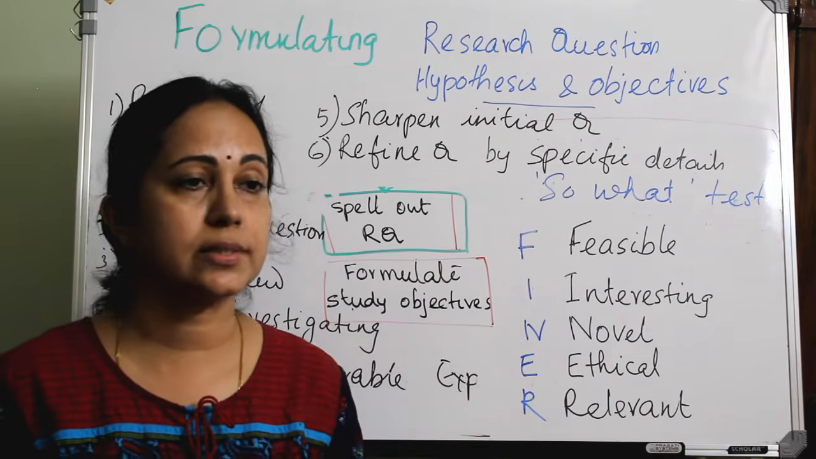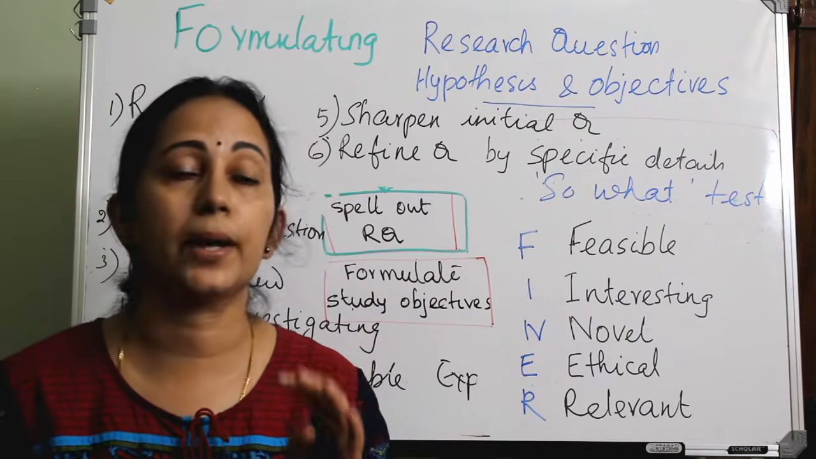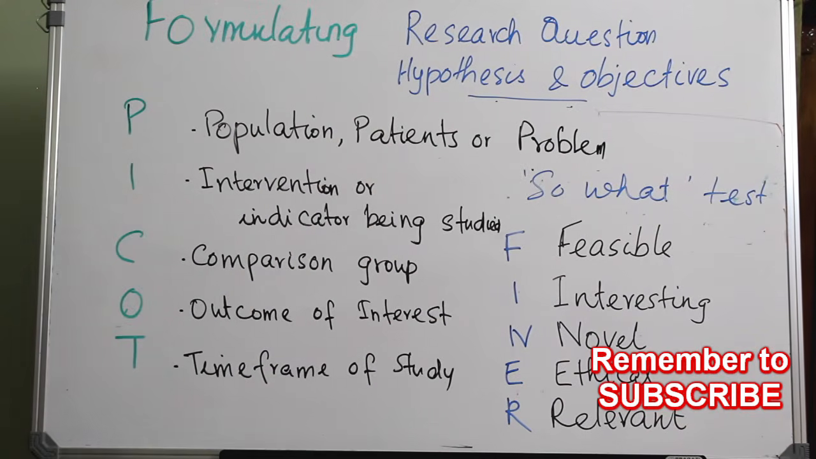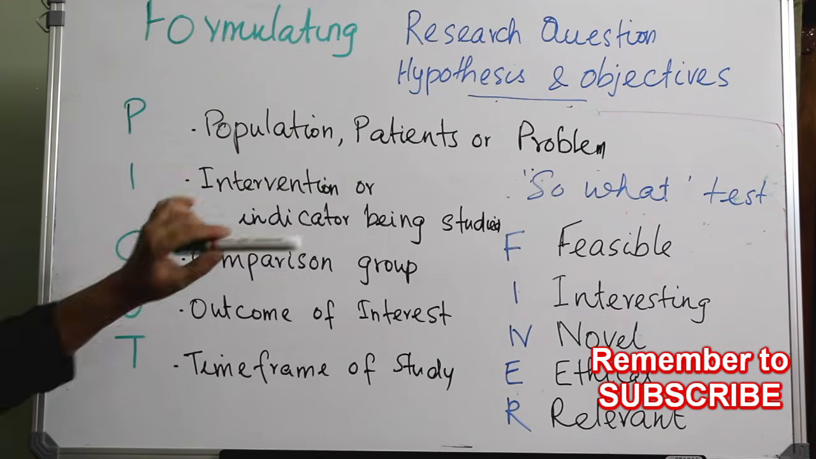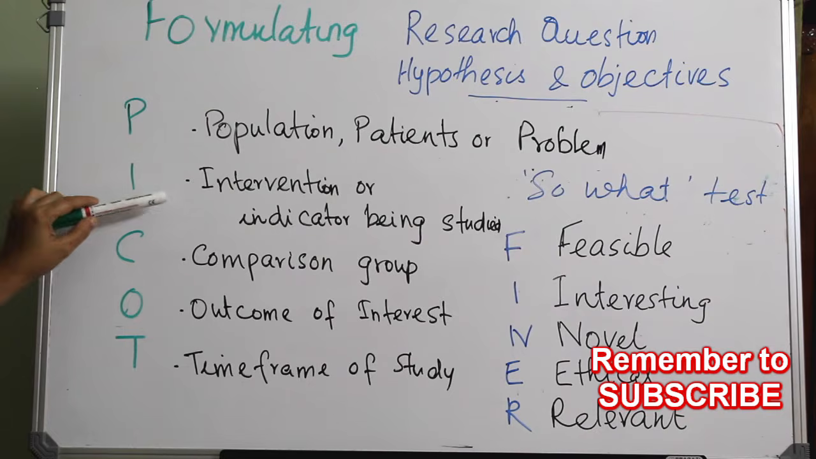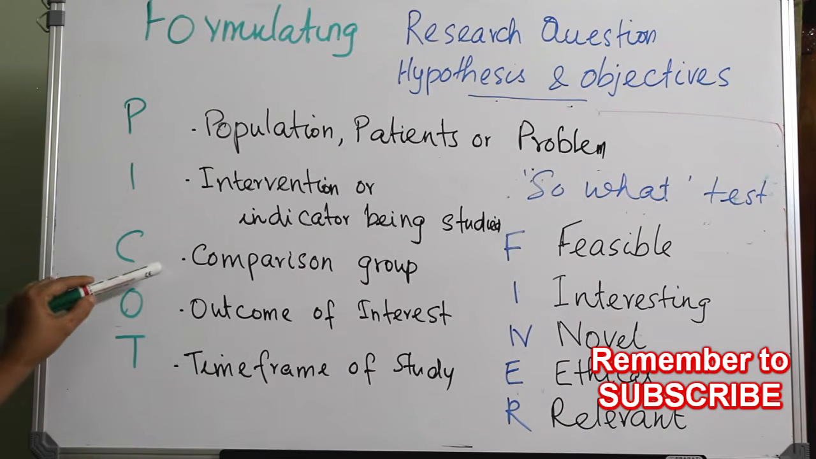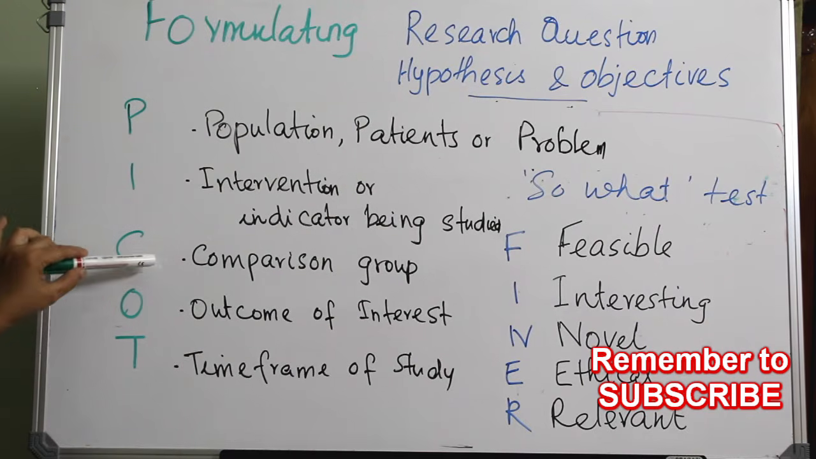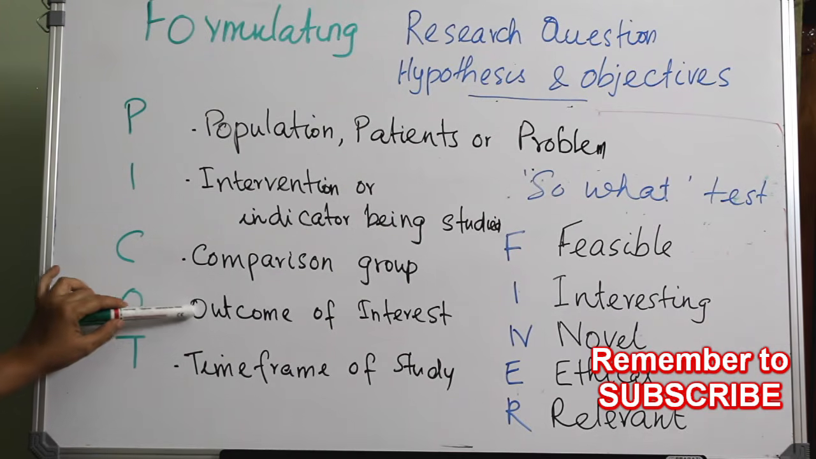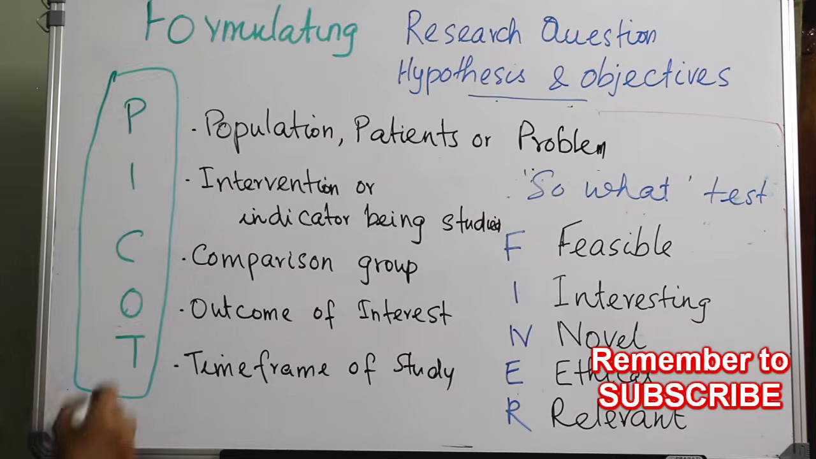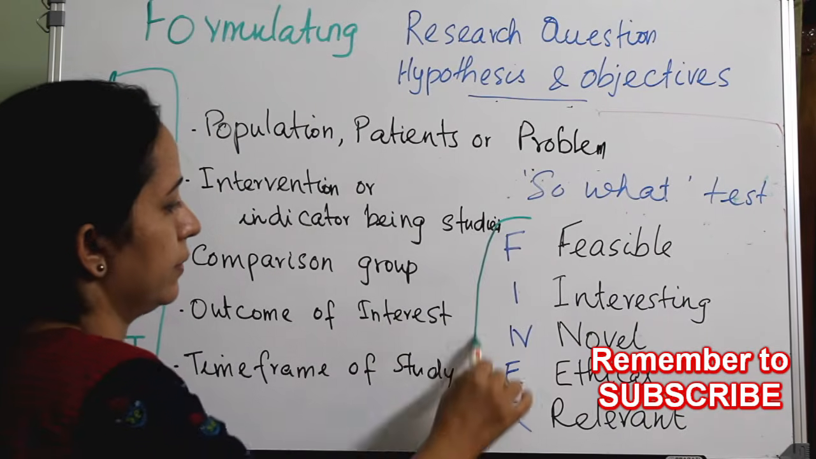And also the construction of your research question should stick to the PICOT framework. All these should be there in a good research question. That is P, that is population, patients or the problem of your study. I is if there is an intervention or an indicator being studied, that should be included. C, if there is a comparison group, it should be included. Outcome of interest should be there in the research question, and the time frame of the study should also be included. That is PICOT. Okay. So remember PICOT and also the FINER.